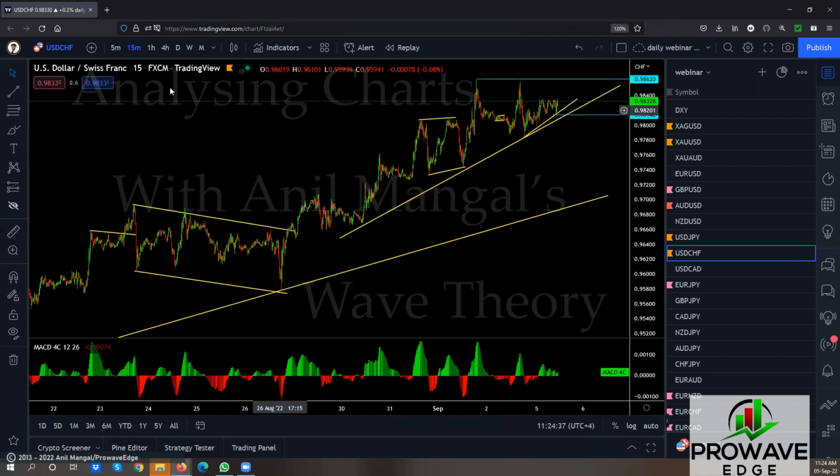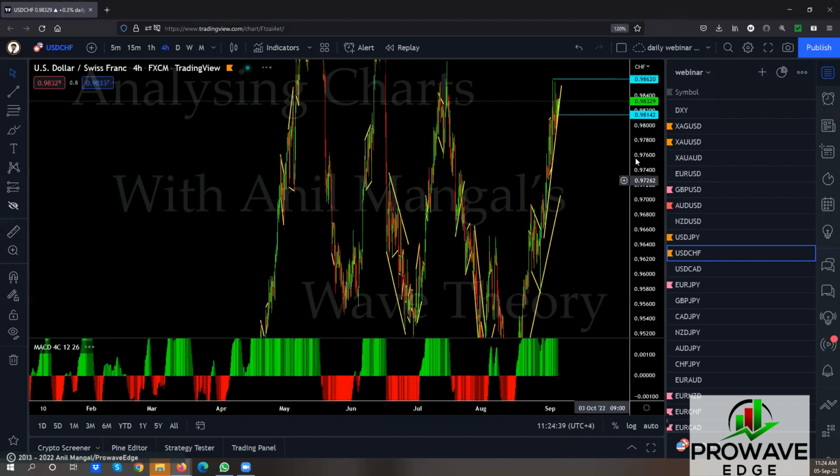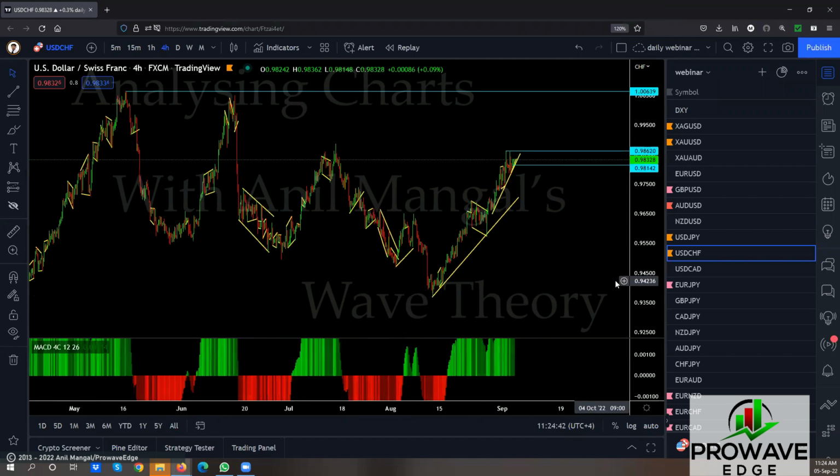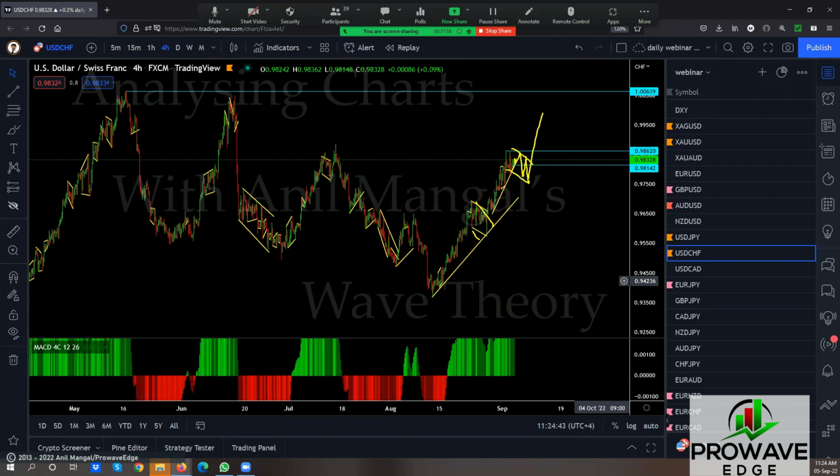I can show you that on the higher time frame, which is the 4 hours. You can see that, see? On the 4 hours, you go up, you make a big correction here, you go up, you make a bigger correction here, and then you go back up. So we were anticipating that this would make a big correction and go back up.